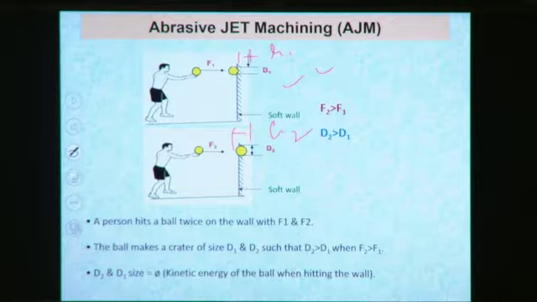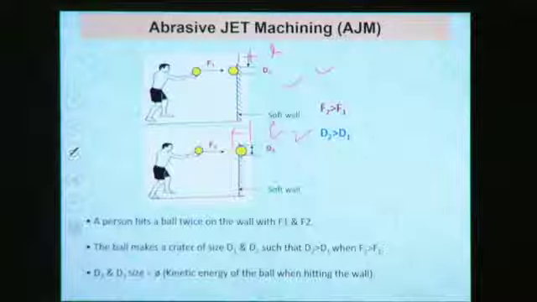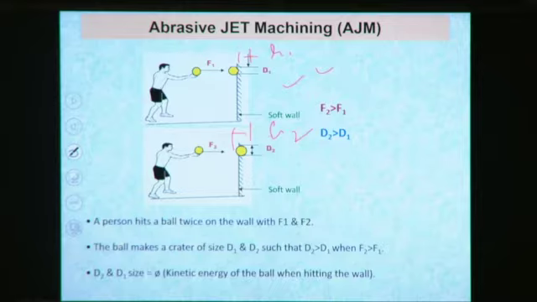Okay, so a person hits a ball twice on the wall with forces F1 and F2, and the ball makes a crater of different diameter, D1 in the first case and D2 in the second case. In this case D2 is greater than D1 when the force F2 is greater than F1. So the depth of indentation, H1 and H2, and the crater diameter also depend on the kinetic energy, that is, at what velocity that person is hitting the ball towards the wall.